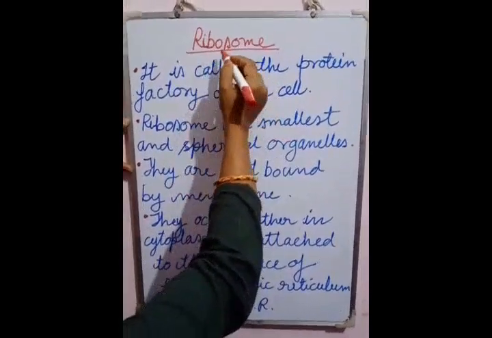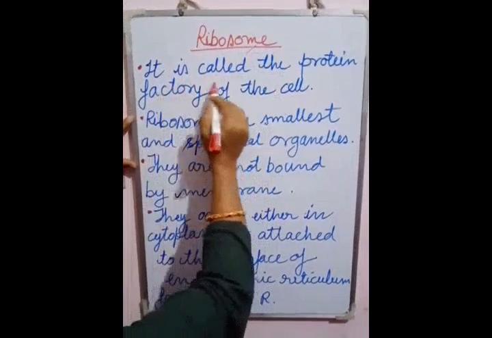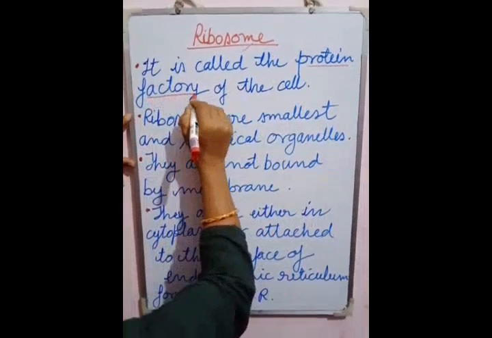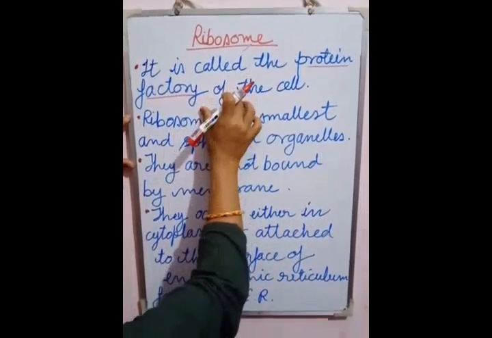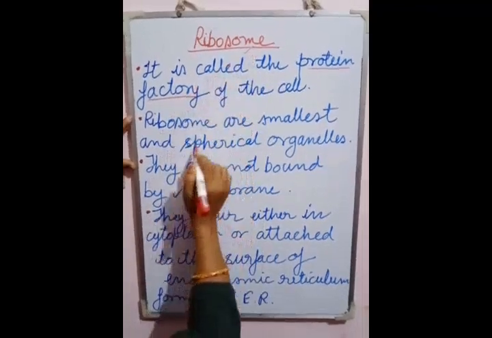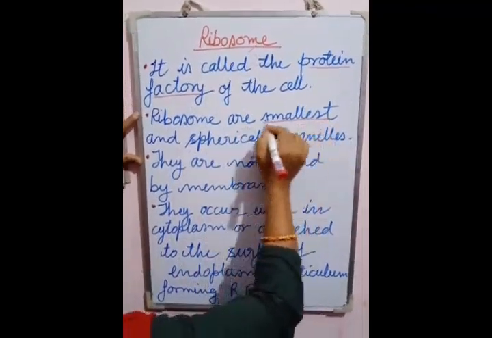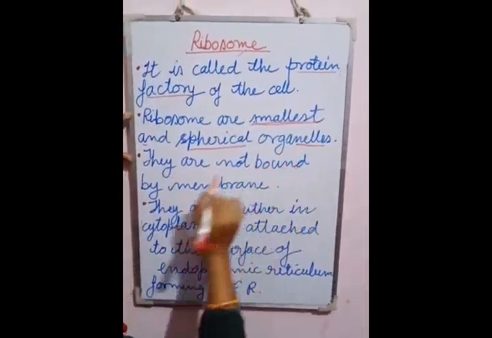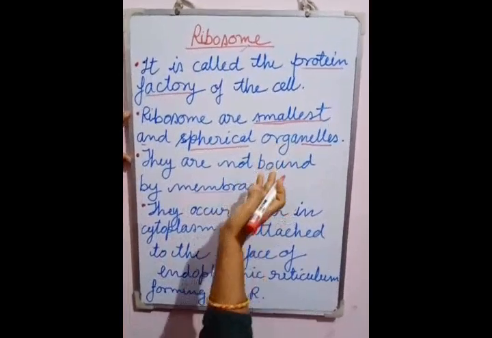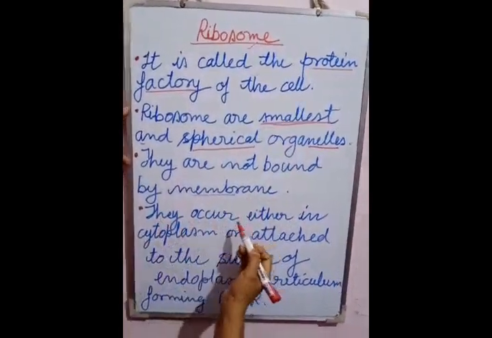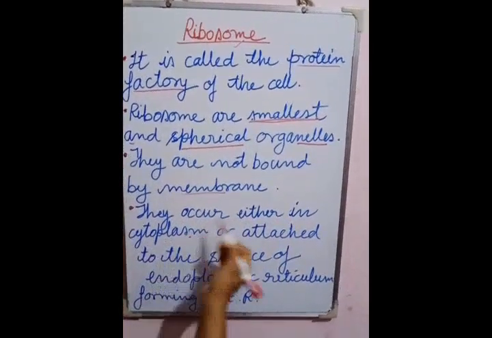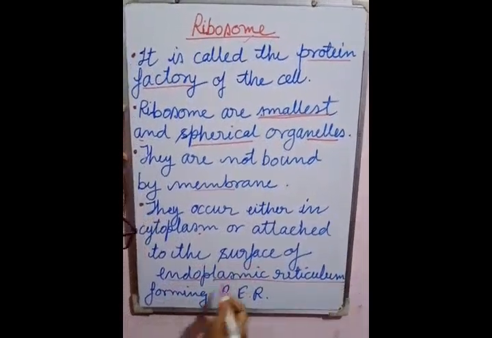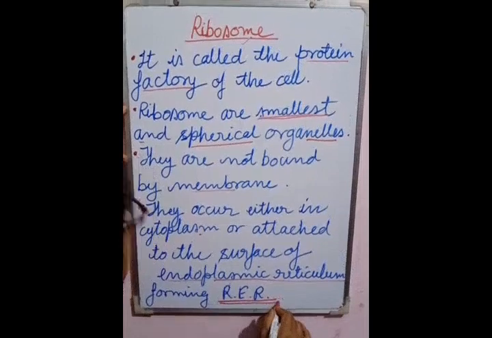Then come to the topic ribosome. It is also called the protein factory of the cell because they synthesize the protein. Ribosomes are the smallest and spherical organelles, and they are not bounded by the membrane, so they are the naked cell organelles, and they occur either in the cytoplasm or attached to the surface of the endoplasmic reticulum, forming the rough endoplasmic reticulum.